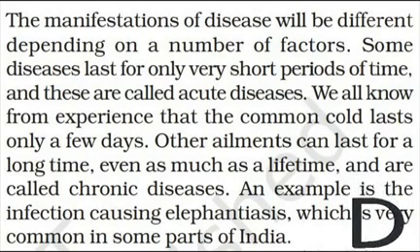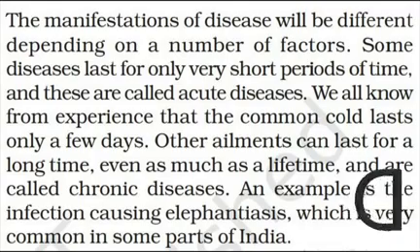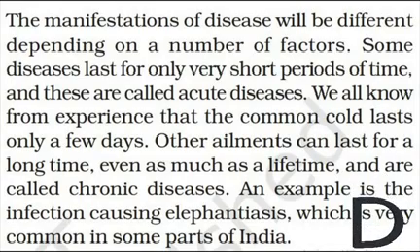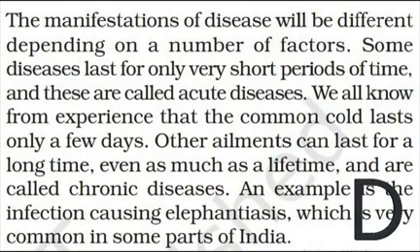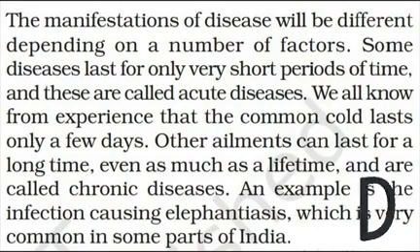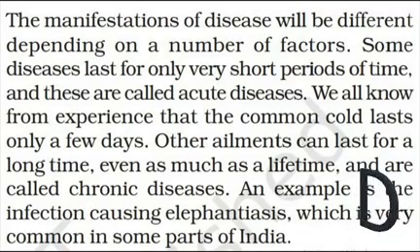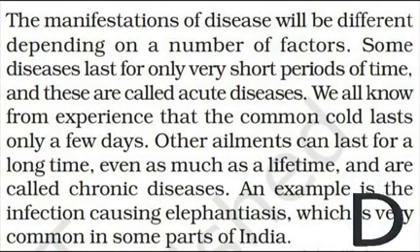Next we'll see what is meant by acute and chronic diseases. Among various kinds of diseases, some last only for a short period of time. The diseases which last for only a short period of time and, of course, are severe, are termed acute diseases. On the other hand, diseases which are long lasting and take time to cure are termed chronic diseases. Chronic diseases have drastic long-term effects on an individual's body or health.